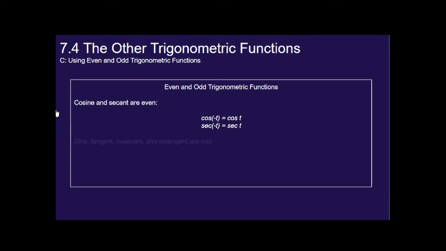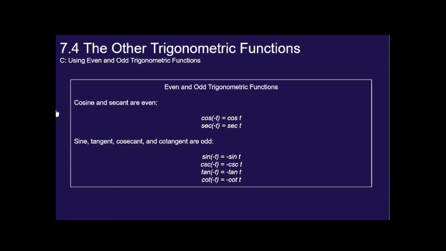The remaining functions are all odd. Sine, tangent, cosecant, and cotangent are all odd. So sine of negative t is equal to negative sine t. Cosecant of negative t is equal to negative cosecant t. Tangent of negative t is equal to negative tangent of t. And cotangent of negative t is equal to negative cotangent of t.